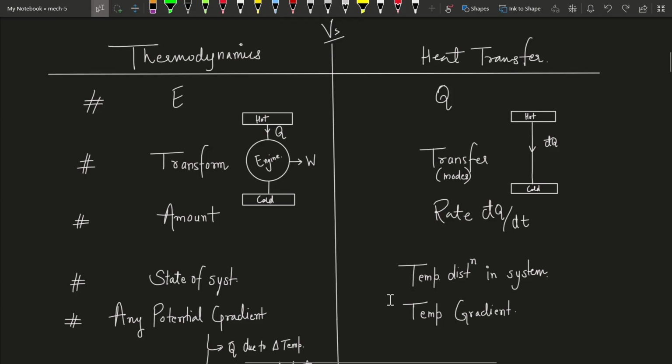What is the difference between thermodynamics and heat transfer? See, the very first and foremost difference is thermodynamics deals with the laws related to energy. It deals with energy. And in energy, we have everything.